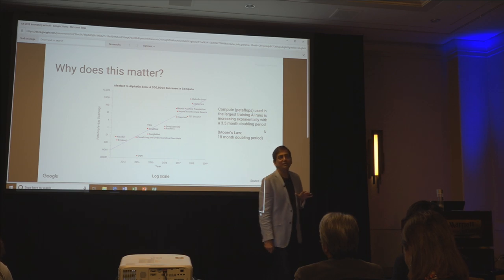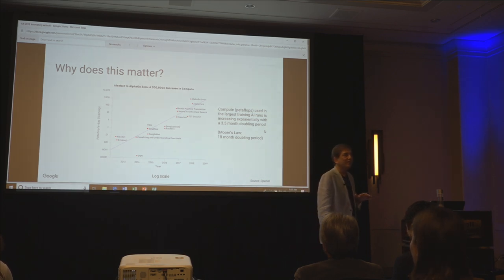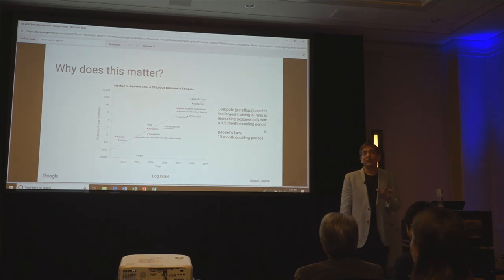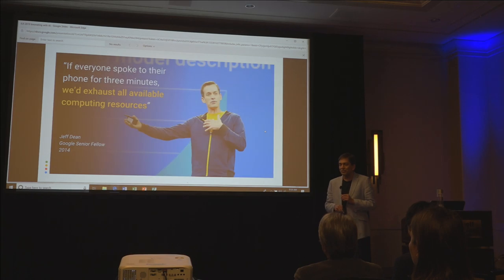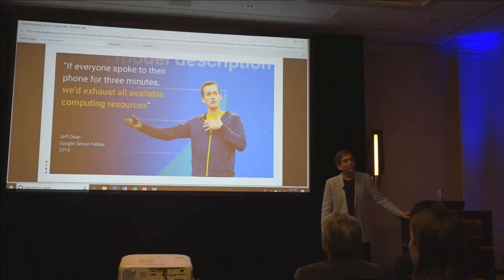Remember Moore's Law? Computers double every 18 months. AI has far outstripped the ability of our computers to keep up. We're not going to build systems fast enough. Right? Jeff Dean, who's one of our most senior fellows, head of Google AI, he says, if everyone spoke to their phone for 3 minutes, we'd exhaust all available computing resources. Right? If we want to get everyone onto voice interfaces, we've got to deal with that.